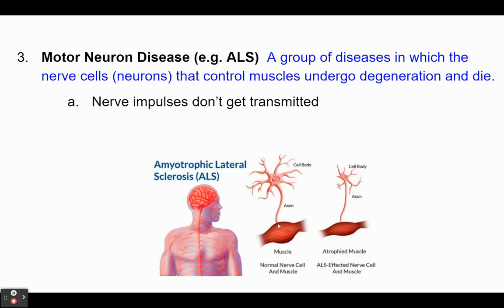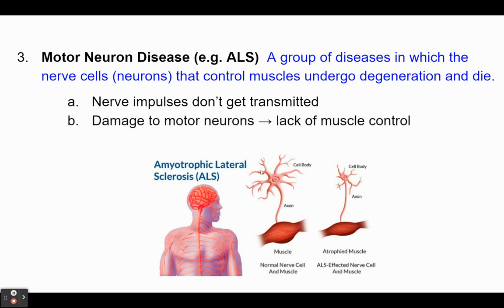isn't able to do its function, sending those electrical signals. Damage to motor neurons leads to lack of muscle control because motor neurons are the things that allow your muscles to contract. That's our final disease and the final thing that we're going to be writing down.